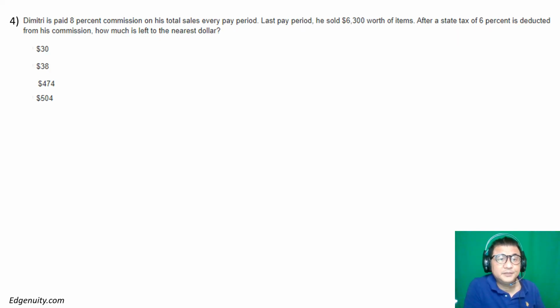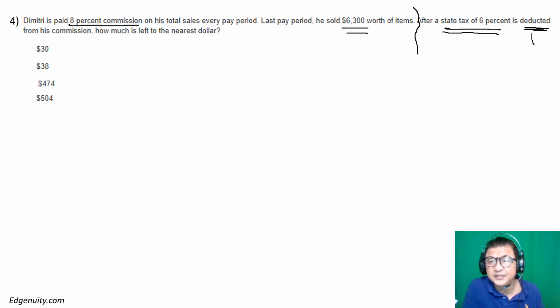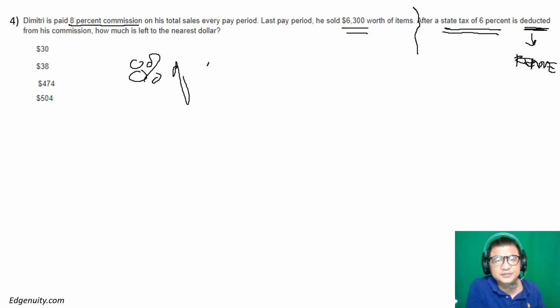Last problem. Dimitri is paid 8% commission on his total sales for every period. So he's paid additional money. Last pay period, he sold $6,300 worth of items. But part 2, you'll also need to pay tax, so it will be deducted, meaning it will be removed. Remove an amount from what you get. So let's solve for 8%. If you get a commission of 8%, that is 8% of the $6,300 that you sold, right?